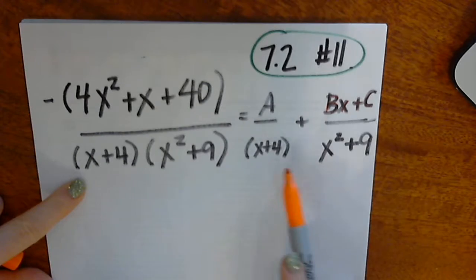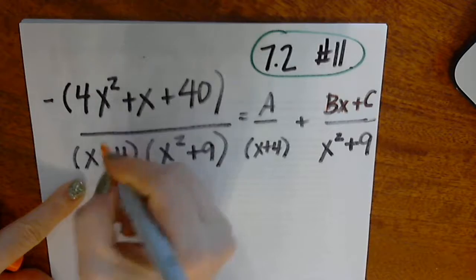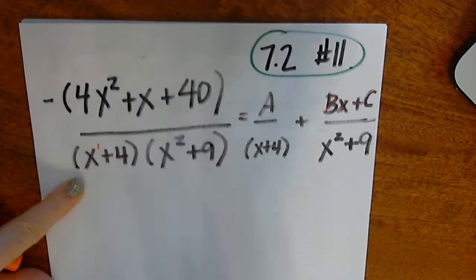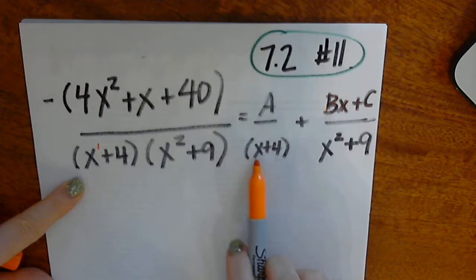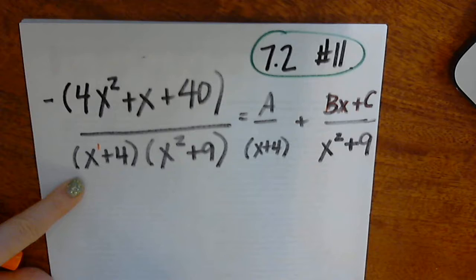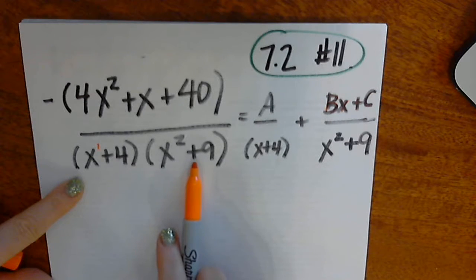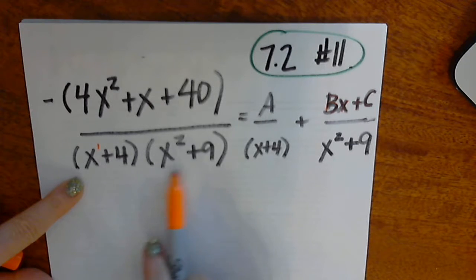So we know that we're going to have two fractions, one for each factor. Now this is x plus 4. If you want to think of it, it's x to the first power. So as long as you have just an x and that's it, you'll only have one letter, in this case A. This x squared plus 9 cannot simplify anymore. It's not the difference of two squares, because the difference of two squares means that you have a minus sign in the middle. When you have a plus sign, you cannot factor this at all. This is as simple as it's going to get.